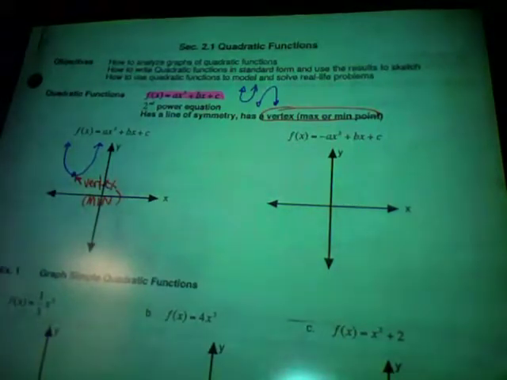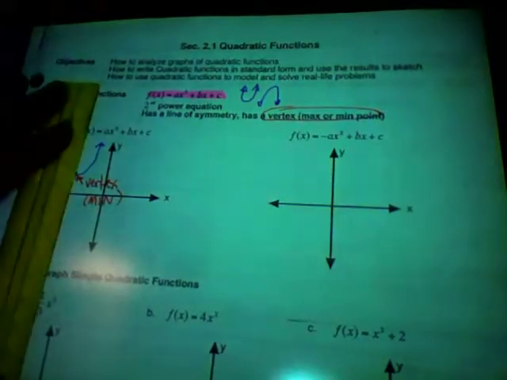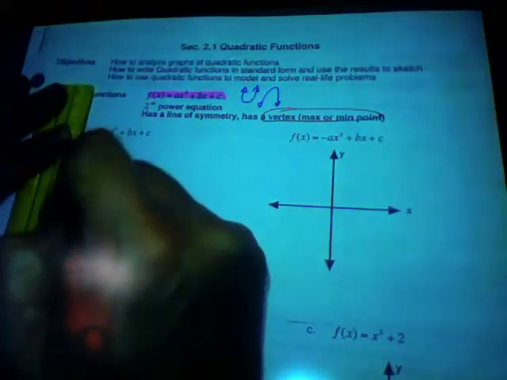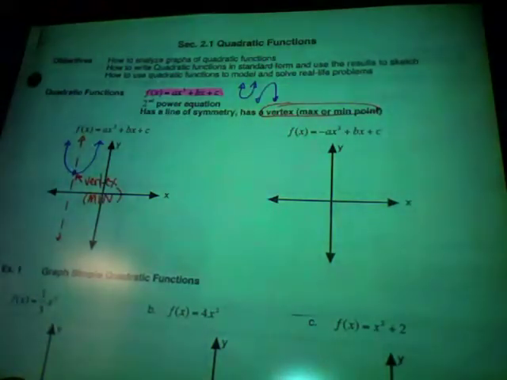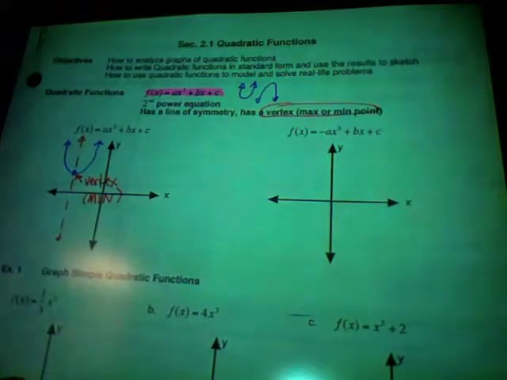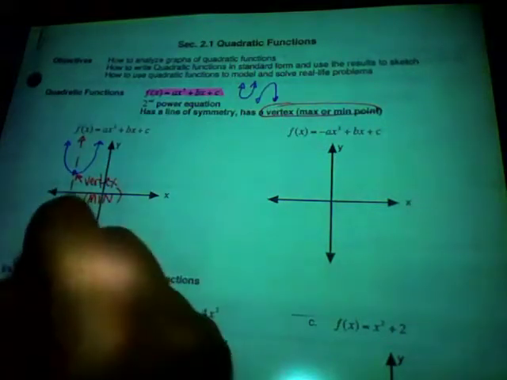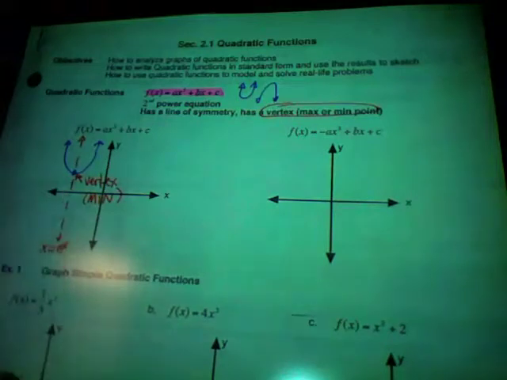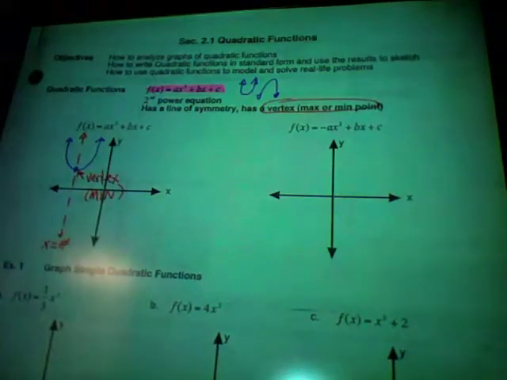Wouldn't this be our line of symmetry going through that vertex? And that line of symmetry is dotted. What is the equation of your line of symmetry? What equals what? What axis does that line of symmetry go through? The x-axis. So it's going to be x equals some number, whatever this number is. It's always your axis of symmetry.